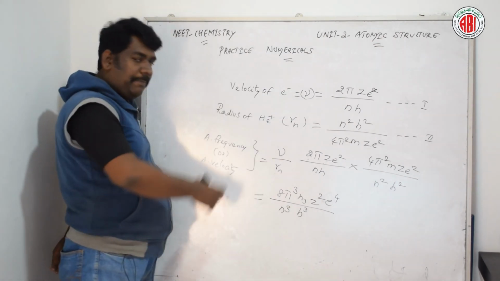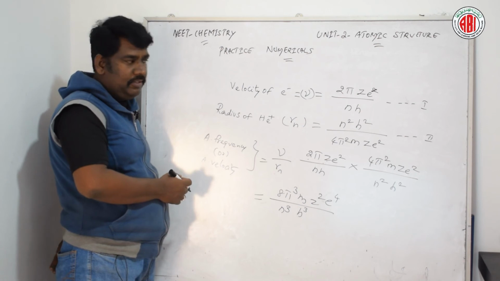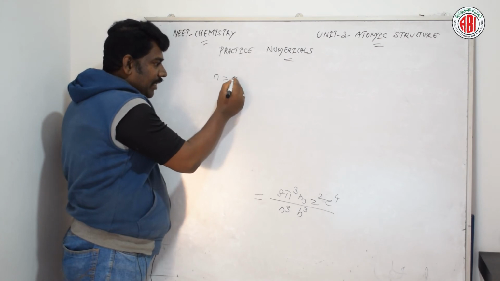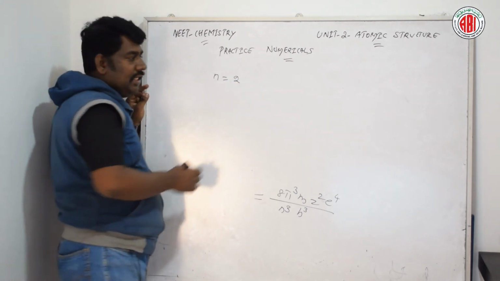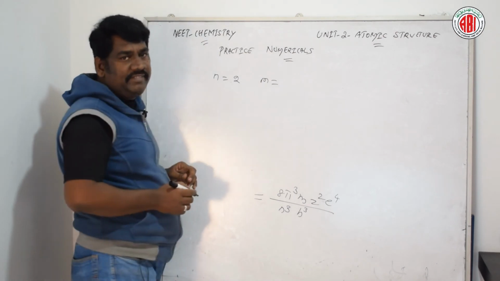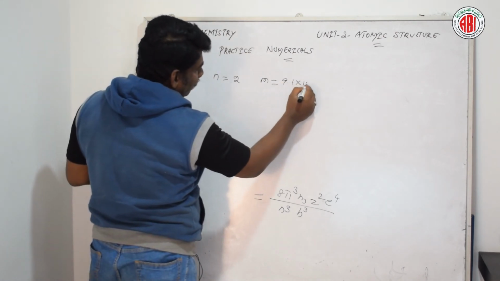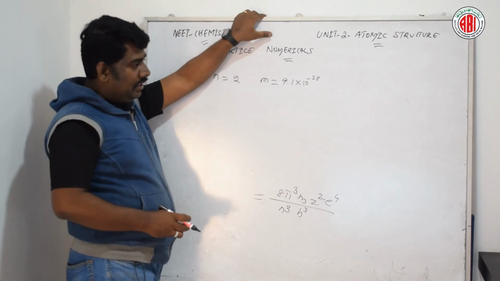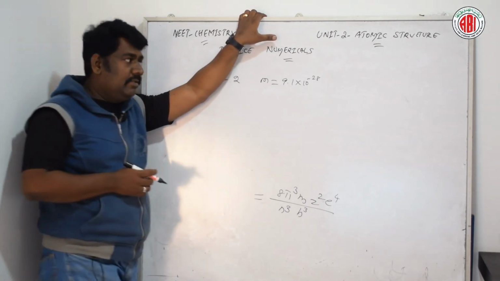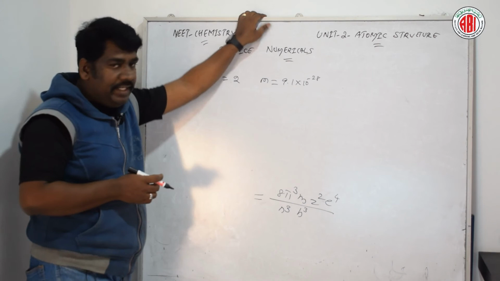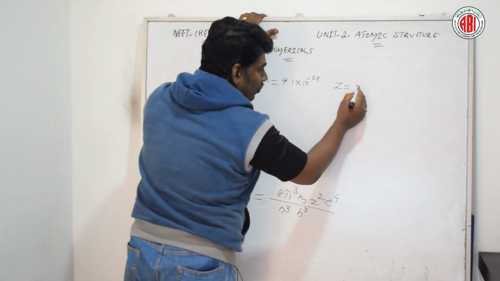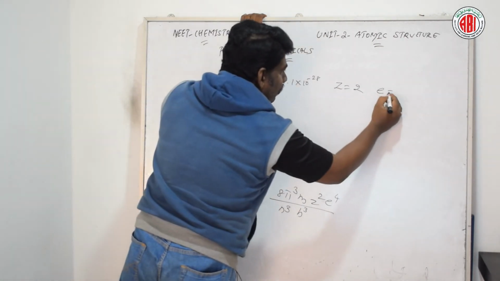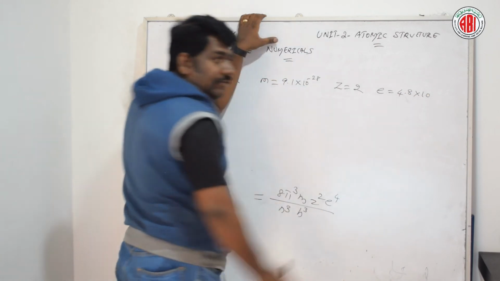Now applying the values given in the question, we can get the answer. Here the n value is equal to 2, and m is the mass of the electron, 9.1 into 10 to the power of minus 28 gram, given in gram. In kg it means minus 31. The z value is 2, and the electron charge e is 4.8 into 10 to the power of minus 10.